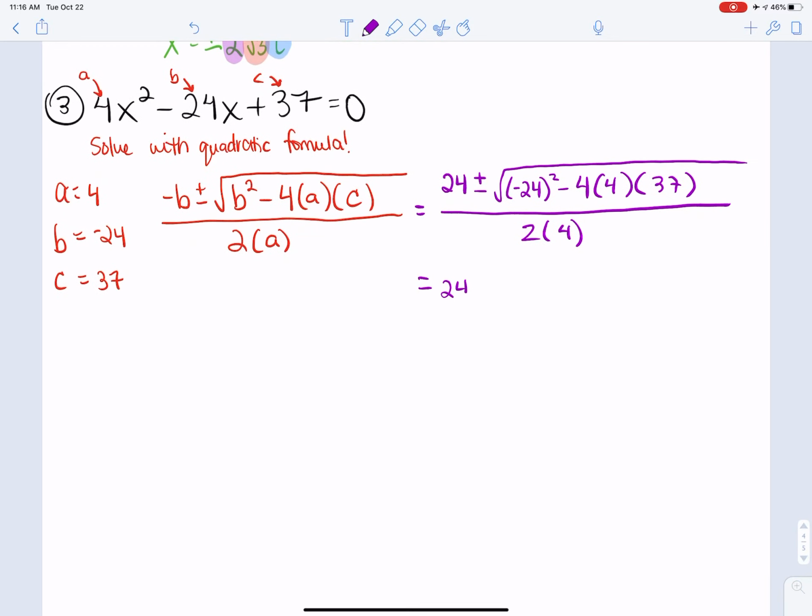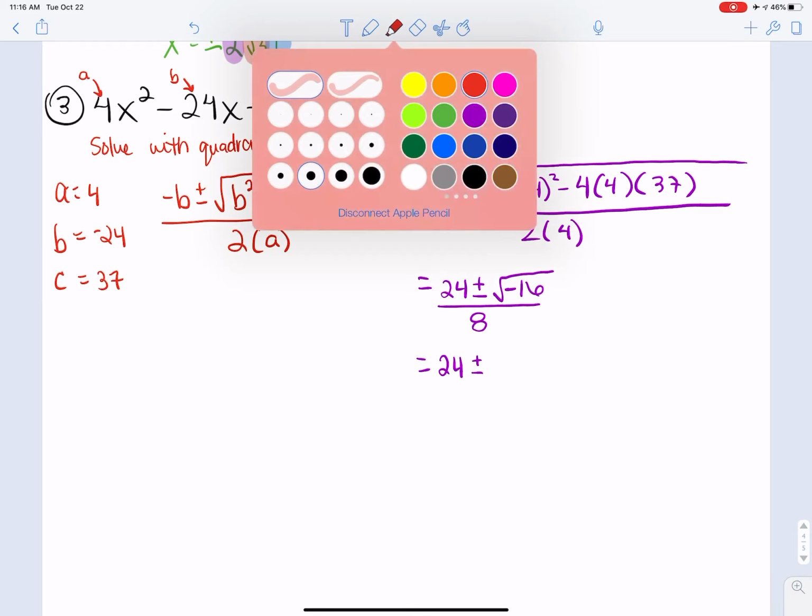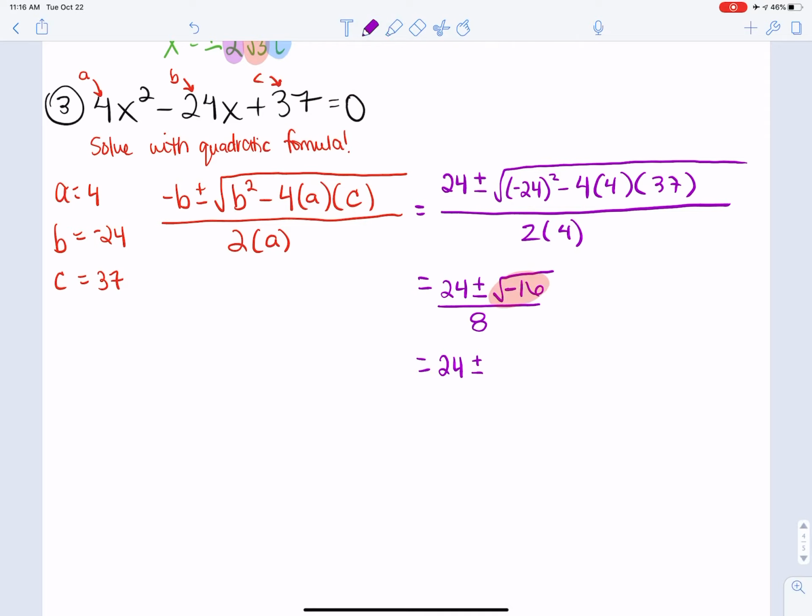So this is 24 plus or minus, and then you got the square root of something in there. Well, if you have your handy dandy calculator, it's negative 16 all over 8. So what in the world? We're going to end up with a complex conjugate. So let's take the square root of negative 16, 24 plus or minus. Well, you already know what the square root of negative 16 is. It is 4i because of that negative. And then 8.